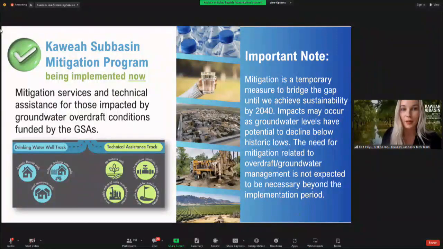So to reiterate, we're talking about a program that is being implemented today, and it's funded by the GSAs. And as Abhi just shared before, each GSA has developed a funding mechanism designed to meet an annual mitigation budget, and that annual mitigation budget was directly informed from that dry well susceptibility analysis and assumes maximum mitigation award for all potentially impacted wells. So it's got a conservative buffer built in.